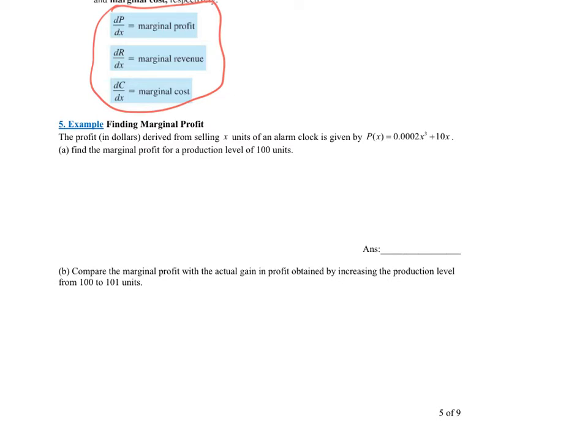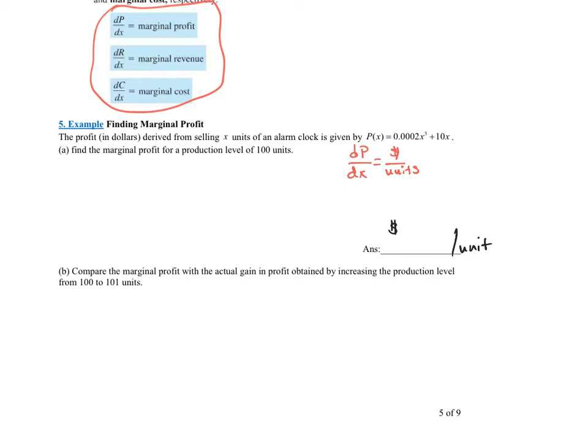So again, when we're finding a marginal, we're finding a derivative. When we're finding a derivative, we're finding a rate of change. And remember, this would be dP/dx, the change in profit over the change in X. Profit in this case is measured in dollars, and X here is the number of units. So whatever we get as our answer is going to be dollars per unit. We always need to label our answers on any of the applied problems.